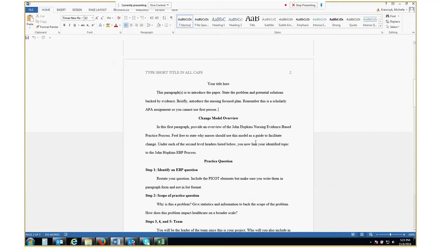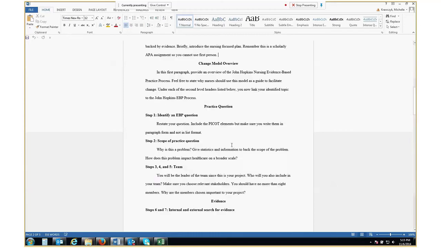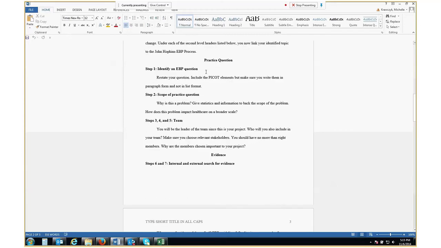You're obviously using Johns Hopkins Nursing Evidence-Based Practice Model. Tell me a little bit about that model and why it is a good model to use for change. And then, so this will be a good overview here. Now here you're going to go into each one of your steps.